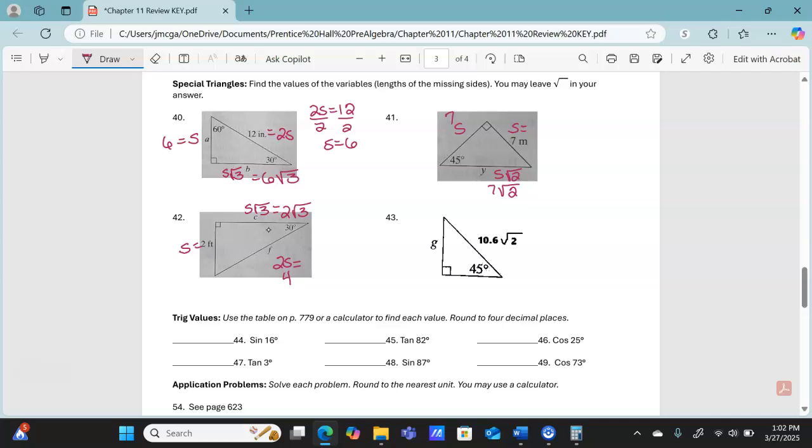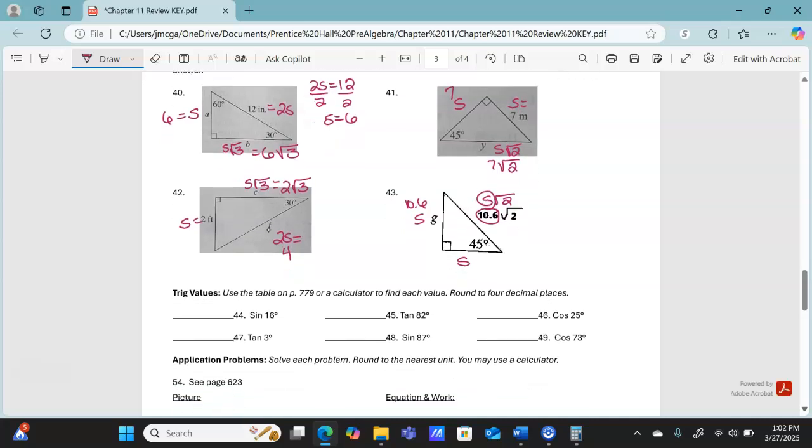So all I do is replace the S with whatever I've found S to be. Here, this is S square root of 2, this is S, and this is S. So obviously the S is 10.6. So that's 10.6. That's all you have to do. You didn't have to find this side, but it would be the same measurement.